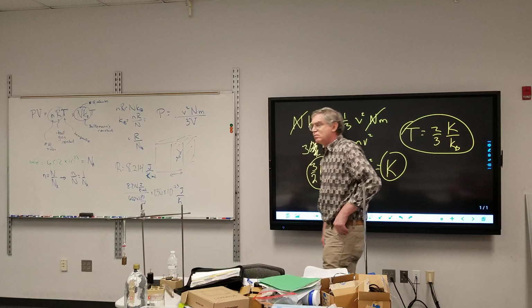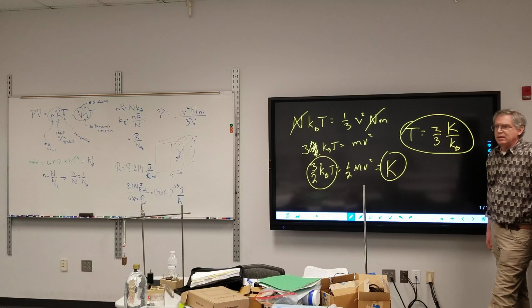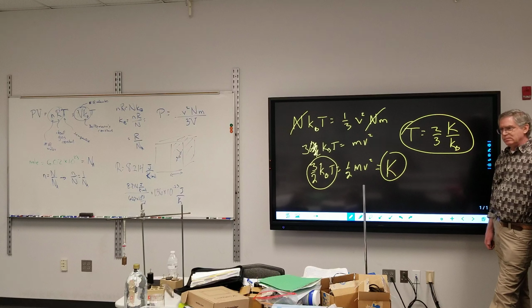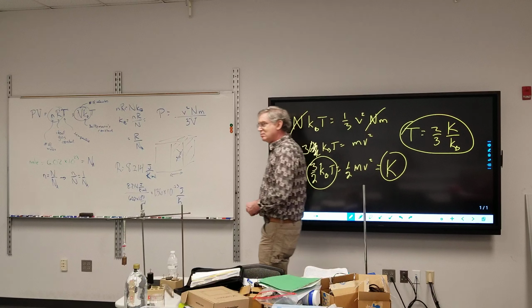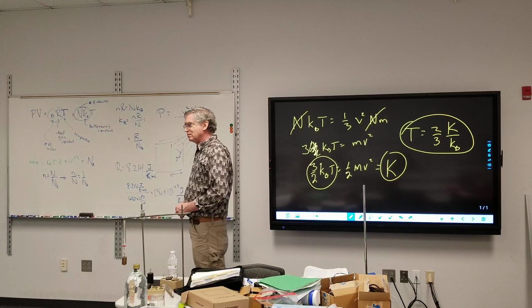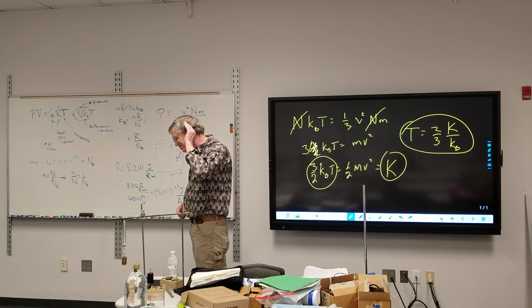Because it's per mole. Since it's 1 over NA, can you tell me why 6.02 times 10 to the 23rd is 1 over mole and not just 1 mole?